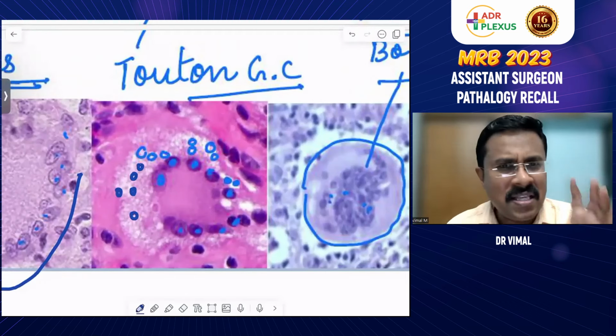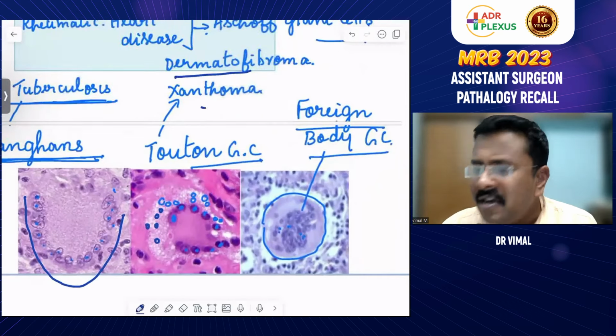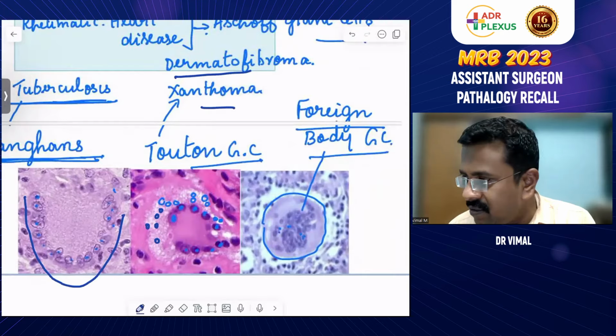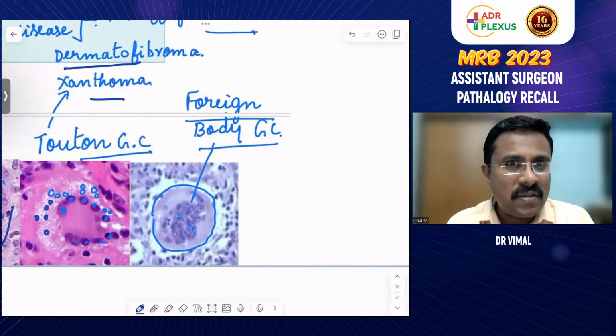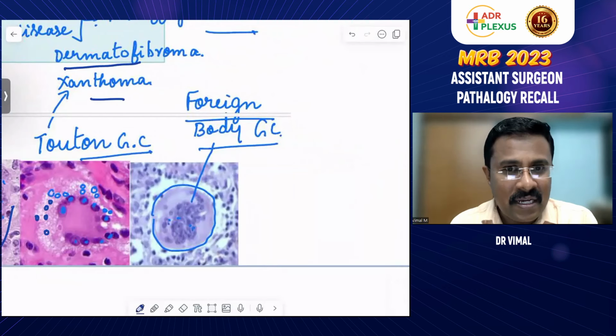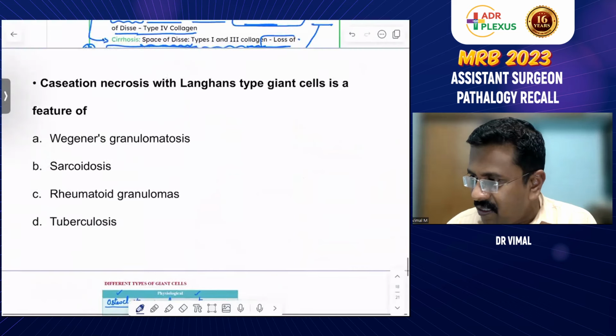They will be having this cytoplasmic vacuolations, and these are characteristically seen in dermatofibroma and xanthoma. Guys, as you can remember here, in case of any suture material or talc, such foreign materials, foreign body multinucleated giant cells will be there. So, guys, let's see this question.